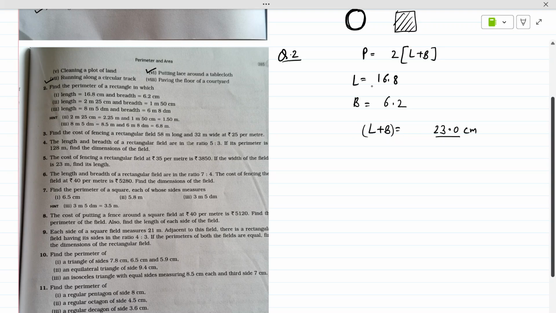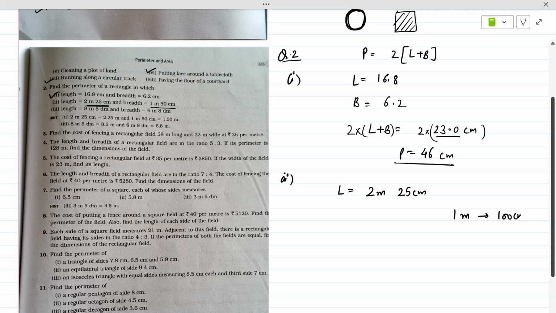Now what do we have to find? Perimeter is 2 into L plus B. Multiply this with 2. This will give us 46 centimeters as the perimeter of the rectangle. Okay. Similarly, the second one is length is 2 meters 25 centimeters and breadth is 1 meter 50 centimeters. So kids, listen here, we have to convert the units either into meters or into centimeters. The length is given as 2 meters 25 centimeters and we know that 1 meter is equal to 100 centimeters.